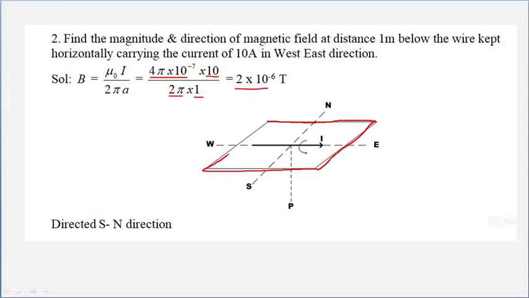This is the horizontal plane which is drawn there. Then draw the line like this. Two perpendicular lines in the horizontal plane. Mark this as east. If you mark this as east, the other side will be west.